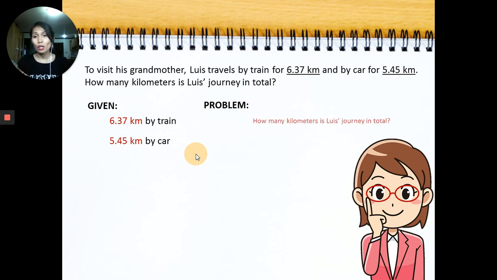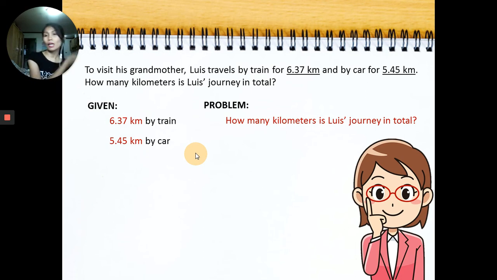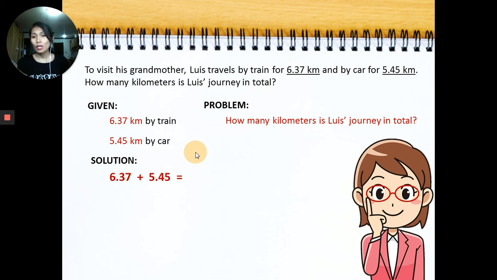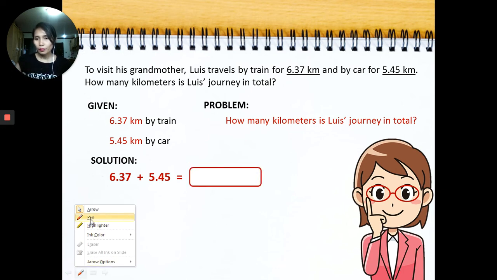Now, the problem, that means the question. What is the question? How many kilometers is Luis' journey in total? That means you have to plus. So the solution is 6.37, that is the first given number, plus 5.45, the second given number, and then we get the answer. So let's try to compute our answer here.